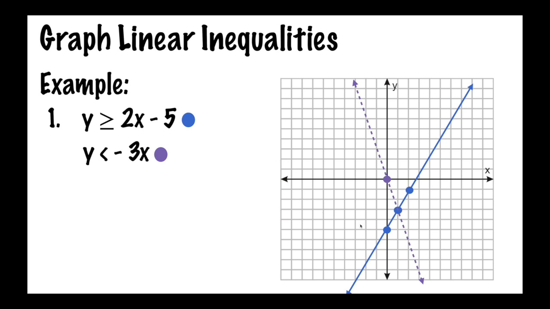So there are 4 different regions here. If it needs to be greater than this line, it's got to be above that line. And there are 2 regions out of those 4 that are considered to be above the blue line.